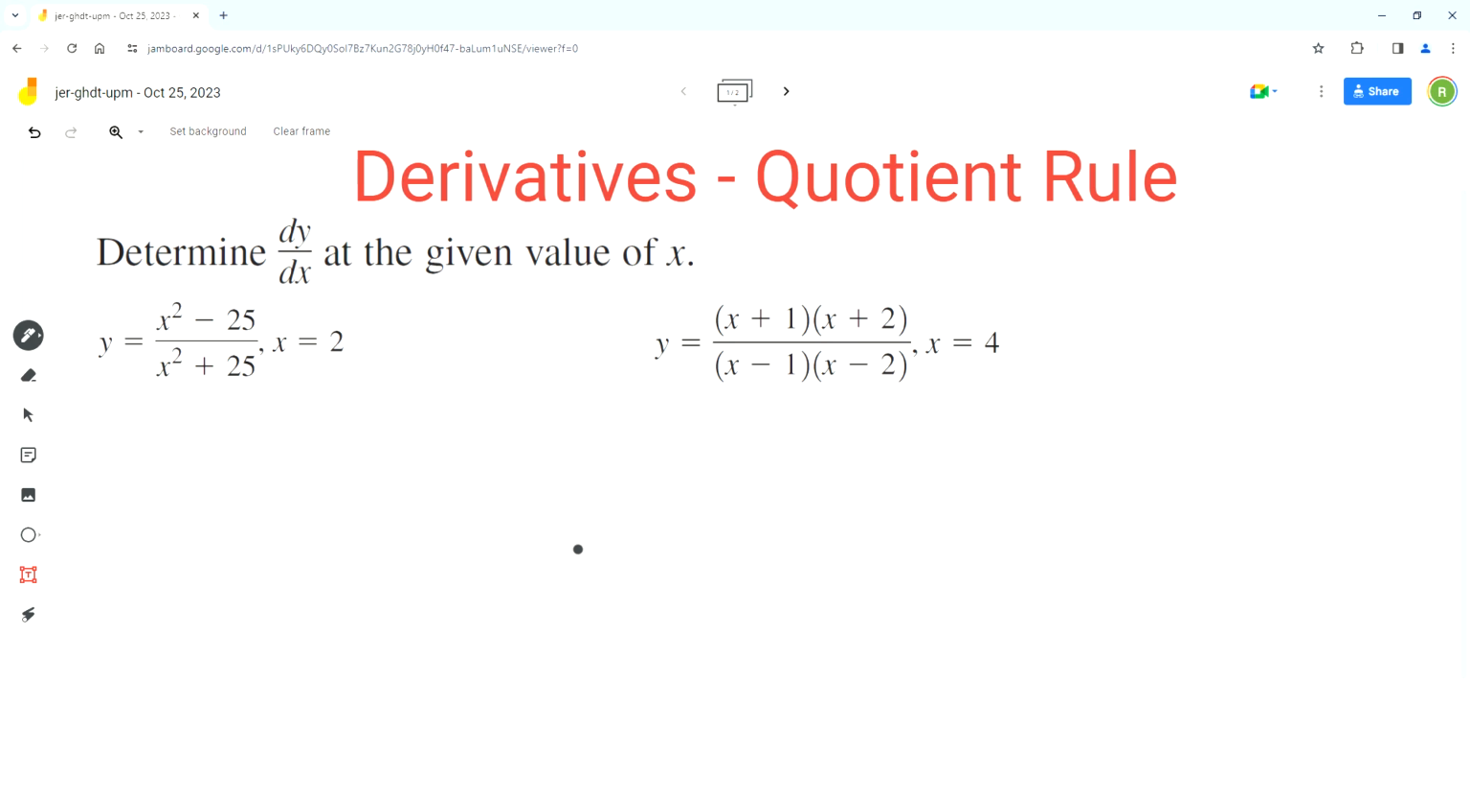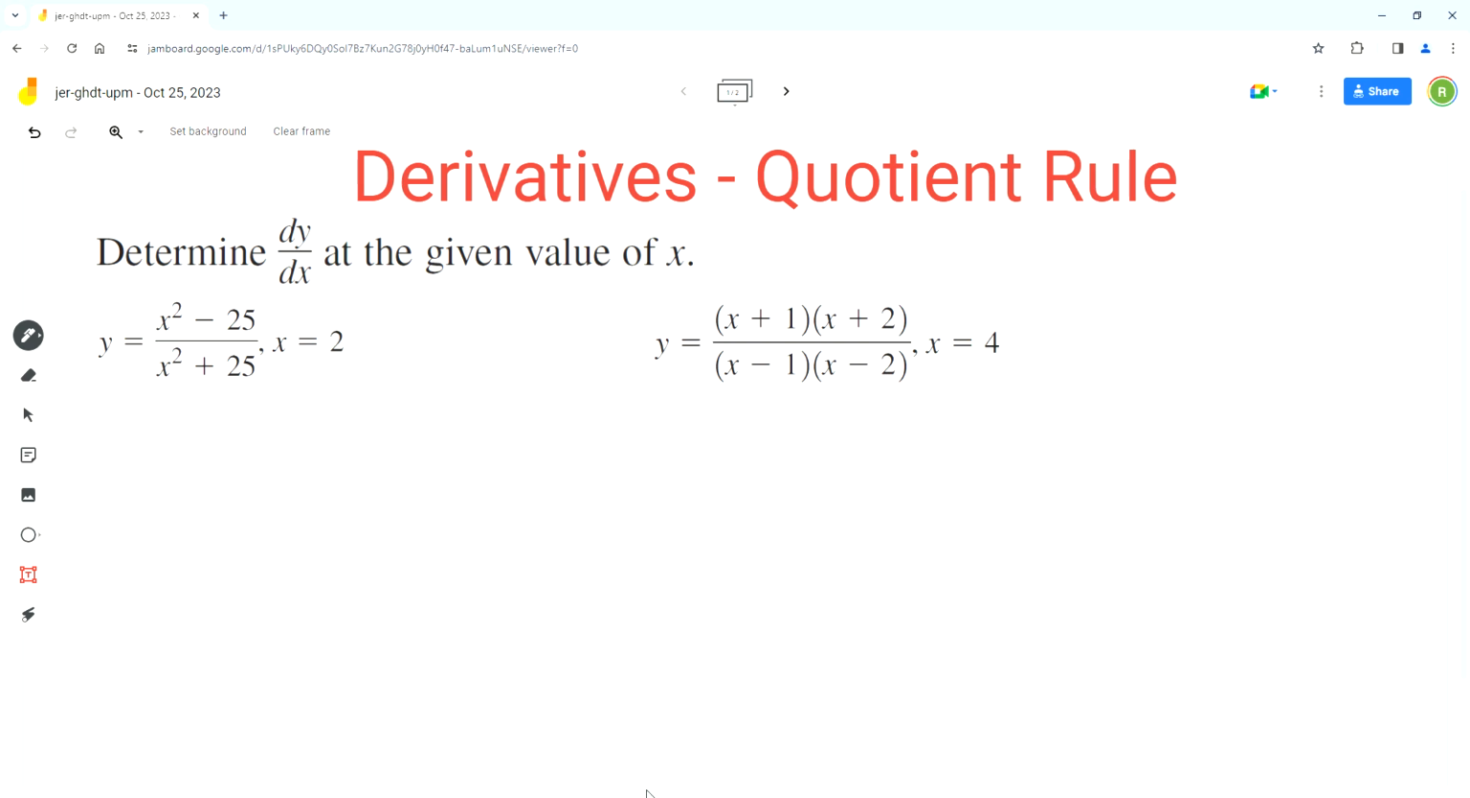So in this video, we'll solve this problem using the quotient rule for derivatives. Determine dy over dx at the given value of x. The first function is y equals (x squared minus 25) over (x squared plus 25), and we have to find dy over dx at x equals 2. Now this function is a rational function, so we should use the quotient rule to find its derivative.